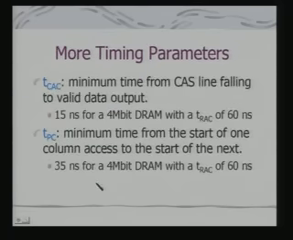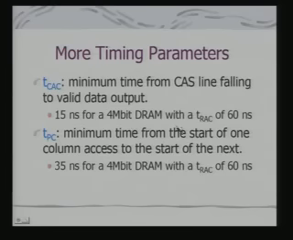Then you have the minimum time for the CAS line falling to valid data output. Falling means activating, since we are considering RAS and CAS as active low. It is 15 nanoseconds for a 4 Mbit DRAM with TRAC of 60 nanoseconds. These are typical orders of the timings. And TPC is the minimum time from the start of one column access to the start of the next. You can see, therefore, that the time taken for a data access for DRAM will be more, because you have to give time for the row access and then the column access.